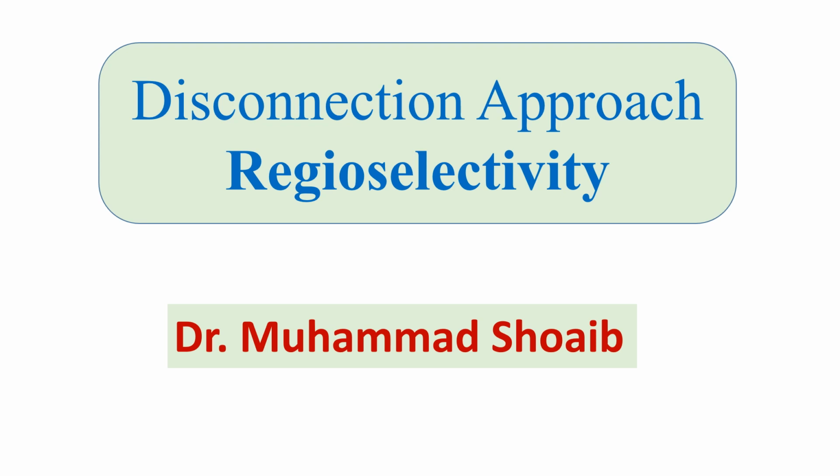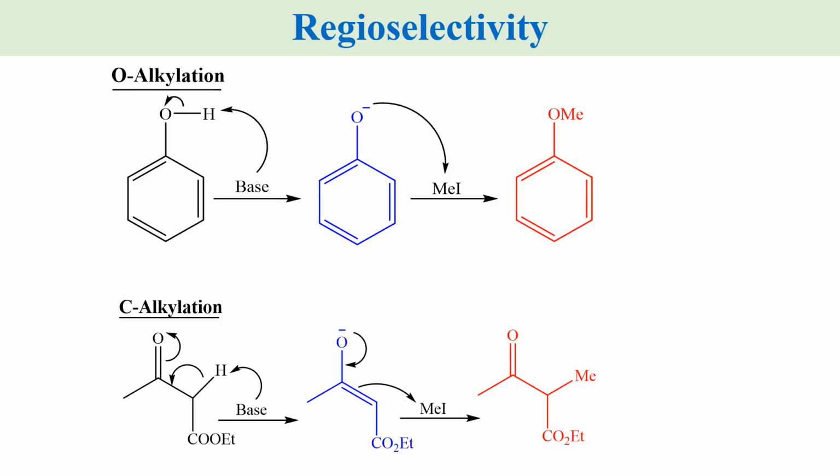In this lecture, I am going to discuss regioselectivity with respect to the disconnection approach. The background knowledge of conjugate addition and alkylation of enolates is necessary for this lecture. Chemoselectivity is how to react one functional group rather than another, and regioselectivity is how to react one specific part of a single functional group and not the other.